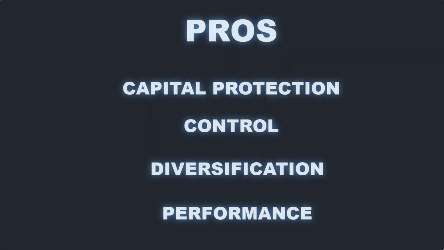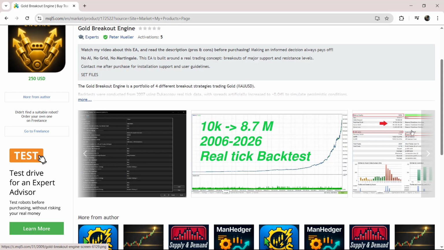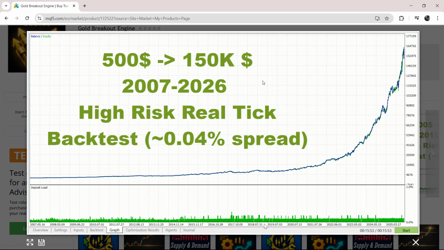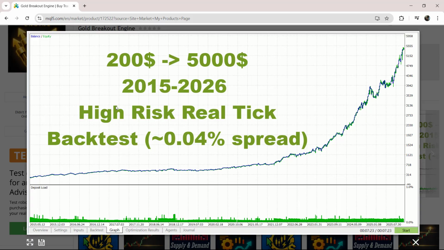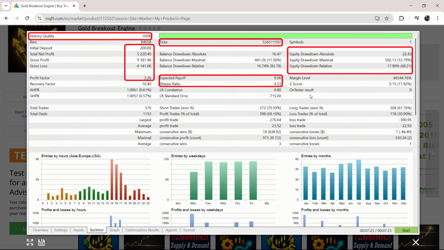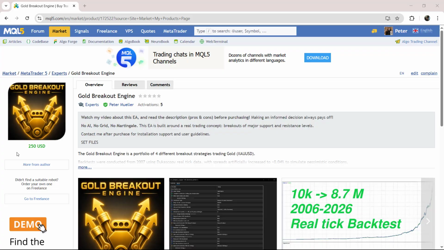The last and most important point is performance. The results over the past years have been very strong. The tests were done under conditions that are actually worse than what I experience in live trading. I used real tick data, applied a fixed spread of around 0.04%, which is higher than my broker's typical spread, and I also included a $3.5 commission. Even under these conditions, the strategy consistently maintained a profit factor above 1.5, and the Sharpe ratio also looks very promising.